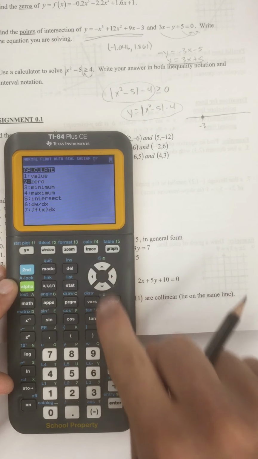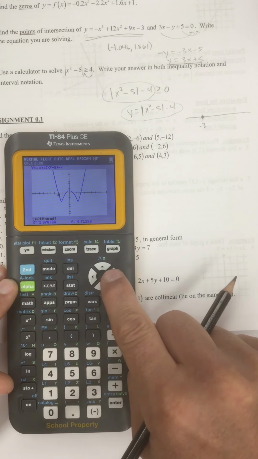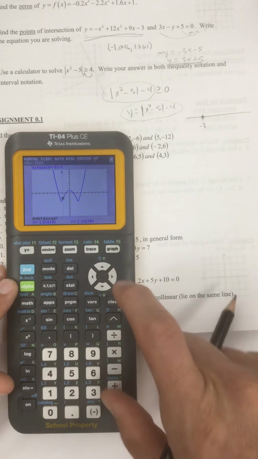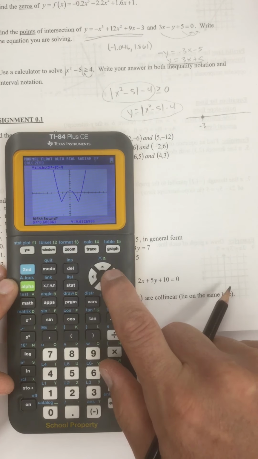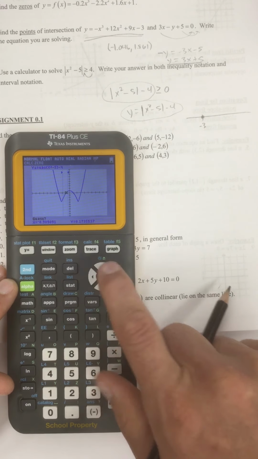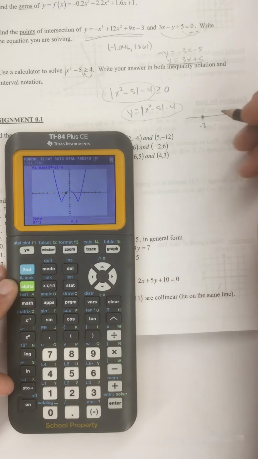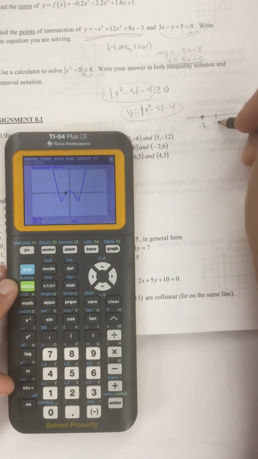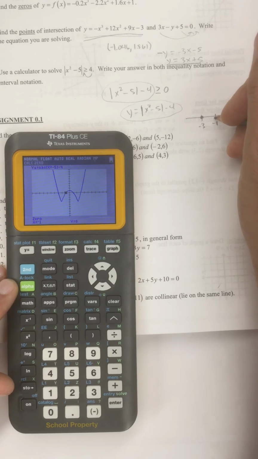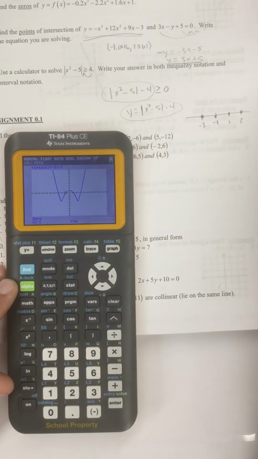Second calc, zero. Get to the left of that one, enter, right, enter, guess, -1. We could find the others. This graph actually is symmetric, so the other one's going to be at 1, and the other one's going to be at 3. Those are my 4 zeros.